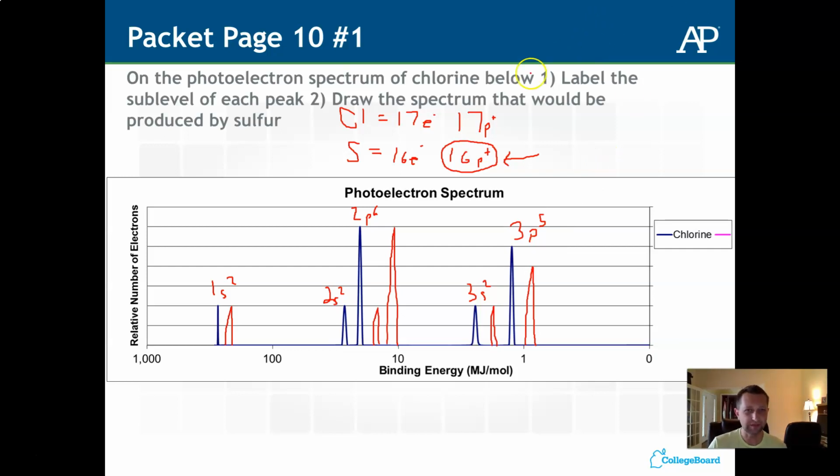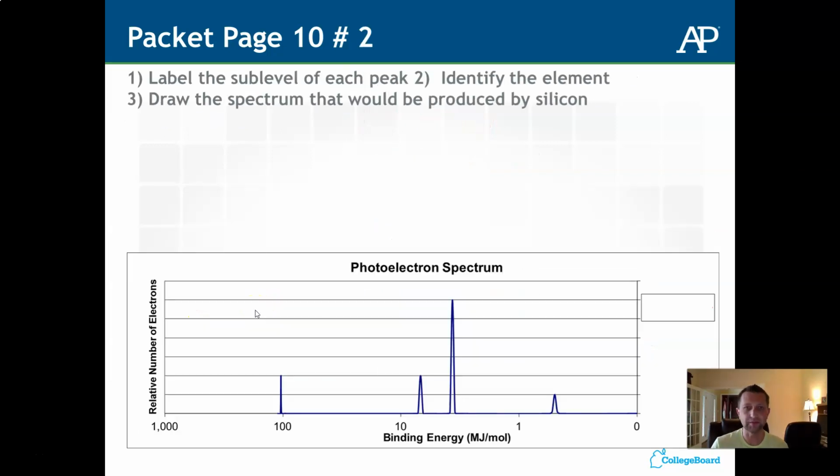If you had to do something like argon, okay, argon would end in 3p6, and everything would be shifted a little bit to the left, right? Because argon has 18 protons, more nuclear charge pulling those in.